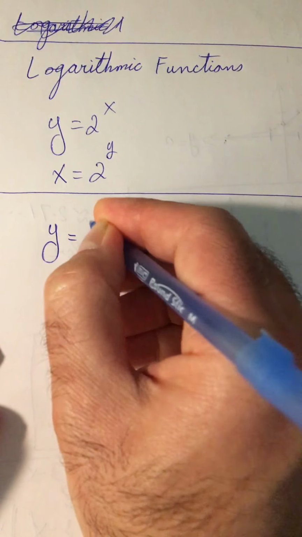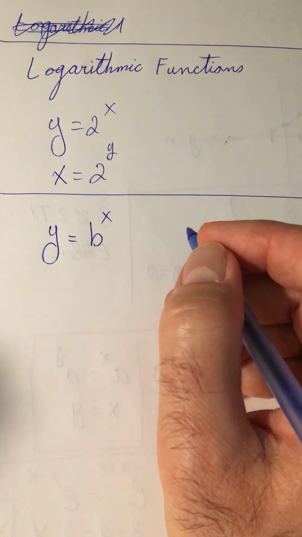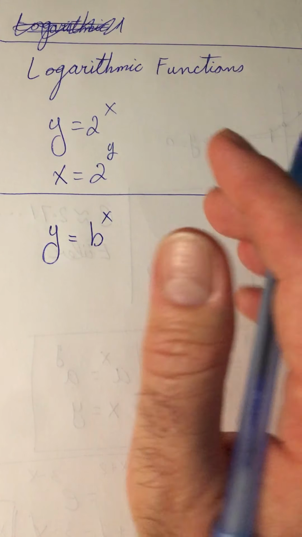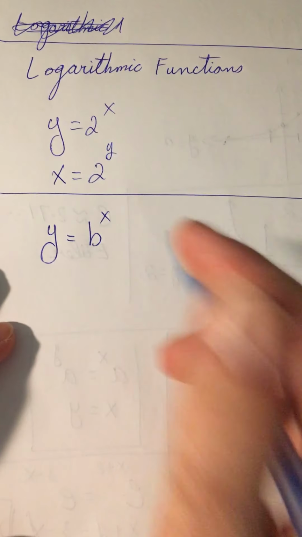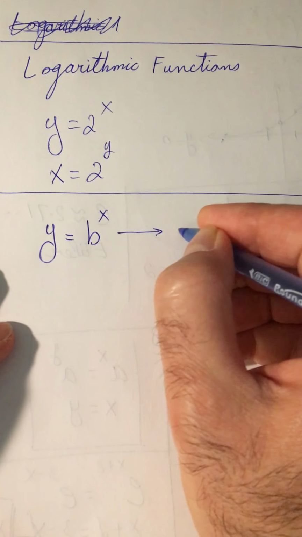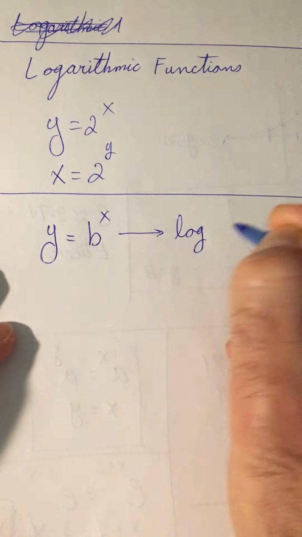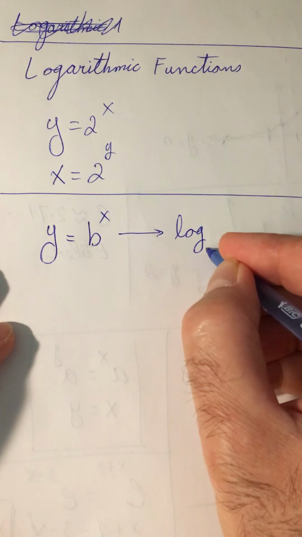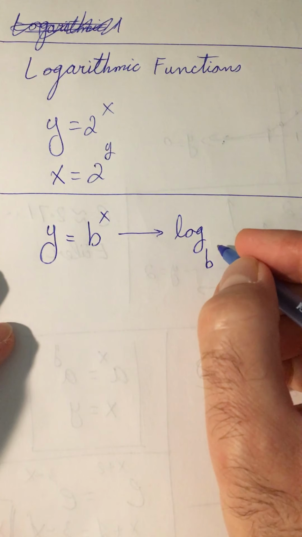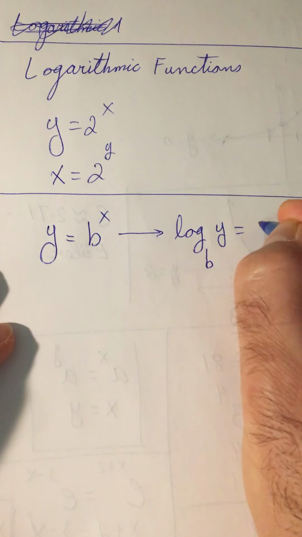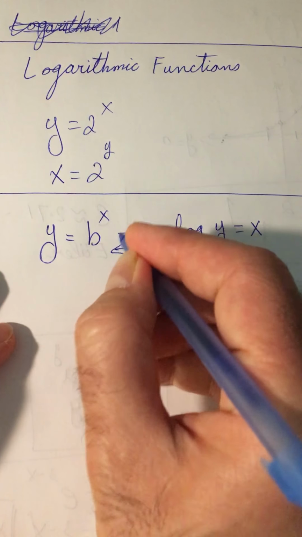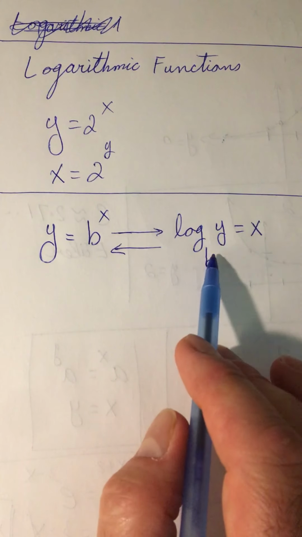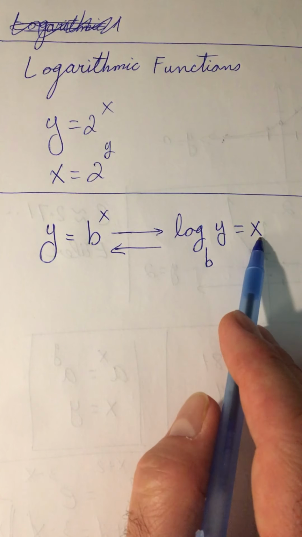If I have an exponential function like this, its inverse is a logarithmic function. So logarithmic and exponential functions are inverses of each other. So I can write it like this: log, which stands for logarithm, and it has a base, and we always write the base lower than the log, of y equals x. And this is reversible. It goes in both directions. So if I have an exponential function, I can write it in logarithmic form like that.